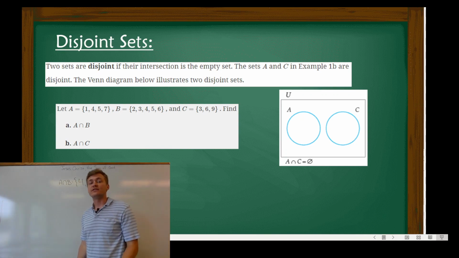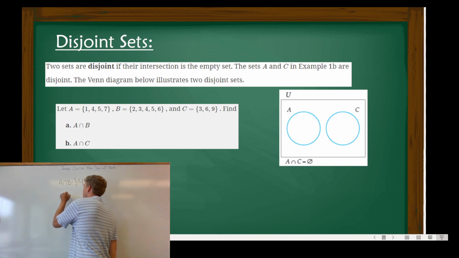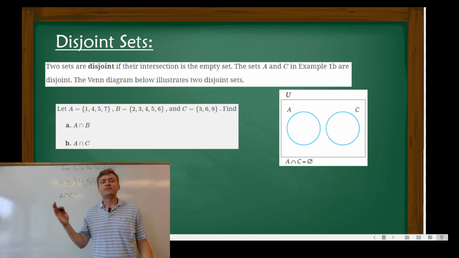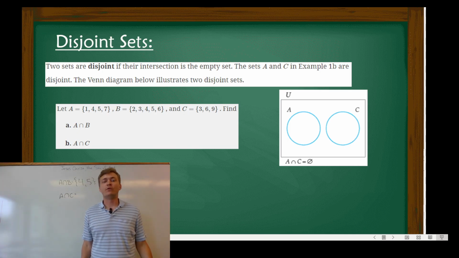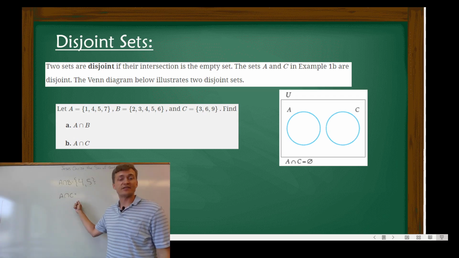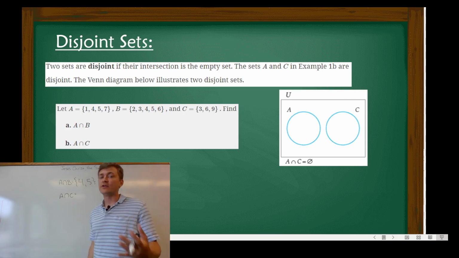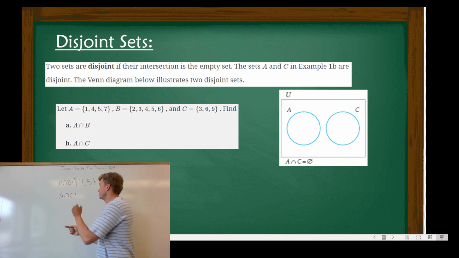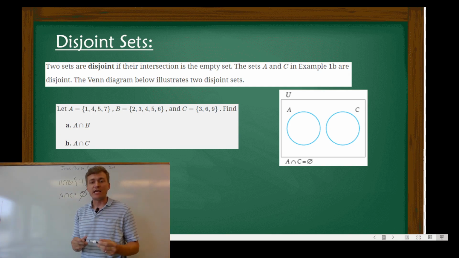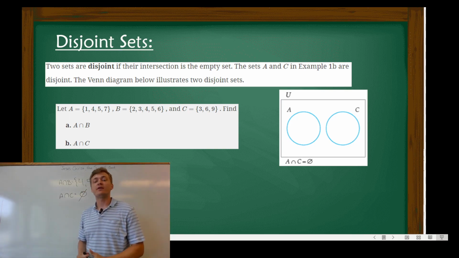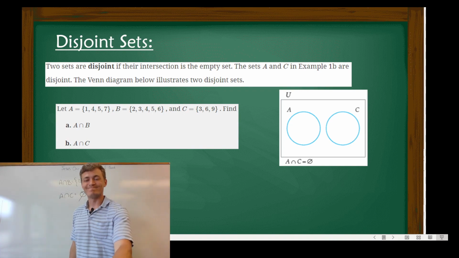Now what about A intersect C? Well, once again, A contains a 1, C does not. A contains a 4, C does not. A contains 5, C does not. A contains 7, C does not. The intersection is disjoint. There is no overlap. There is not a number in one that's also in the other. So we say that their intersection is the empty set. So that's how that works. Two sets are disjoint if they have nothing at all in common.